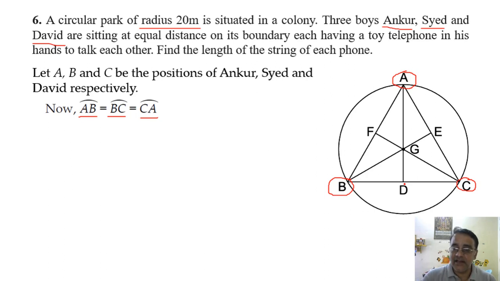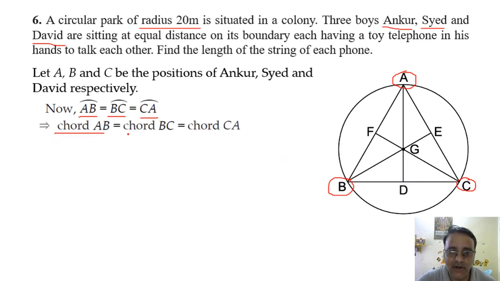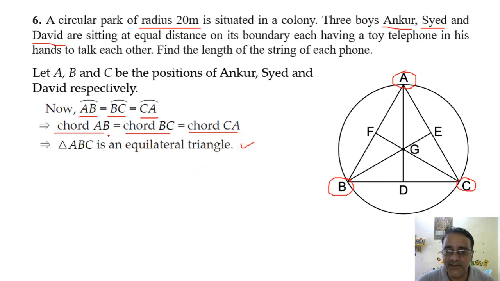Right? And we know that equal arcs have equal chords. So the chords also become equal. Chord AB is equal to chord BC is equal to chord CA. Equal arcs subtend equal angles at the center. Equal chords also subtend equal angles at the center. So if chords are equal, then their corresponding arcs are also equal. Whether this is clear? Yes, sir. Okay. So that means ABC is an equilateral triangle because all three sides are equal.